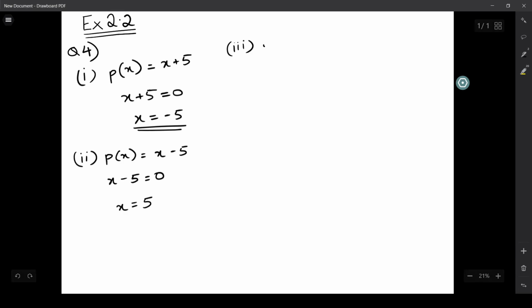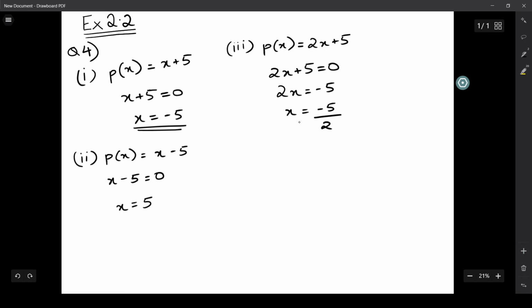Moving to the third part. The third part polynomial is p of x is equal to 2x plus 5. Now here, when I equate this polynomial to 0, I get 2x is equal to minus 5, or x is equal to minus 5 by 2. So when x is equal to minus 5 by 2, this above polynomial becomes 0, which means x equal to minus 5 by 2 is a 0 of this polynomial.